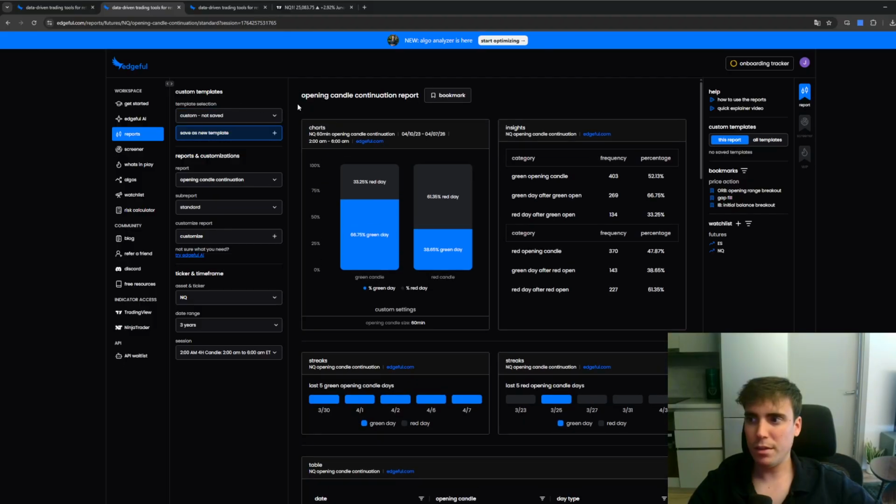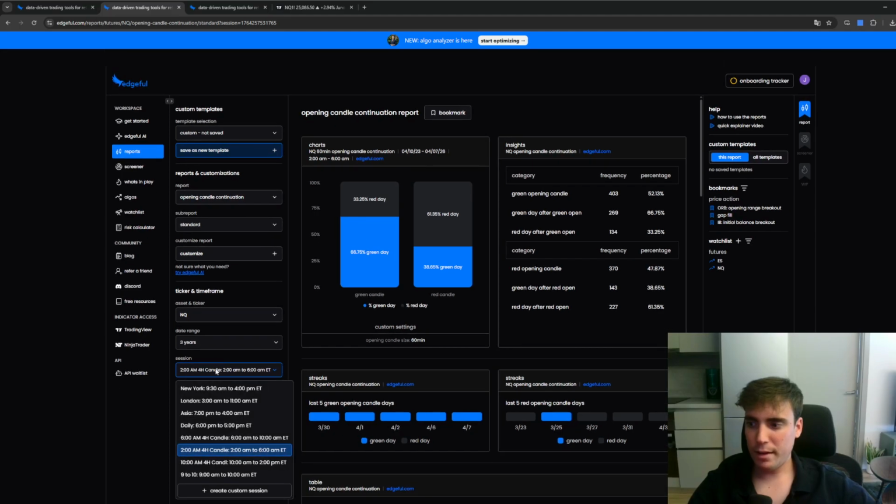First one is the opening candle continuation report, and basically I use this one to form a bias, mainly during London session. The way I have it set up here, it's a standard report with NQ for the past 3 years. Then I have a custom session that I created, from 2 a.m. to 6 a.m. So basically, the 4 hour candle that plays out during London session, my bad.